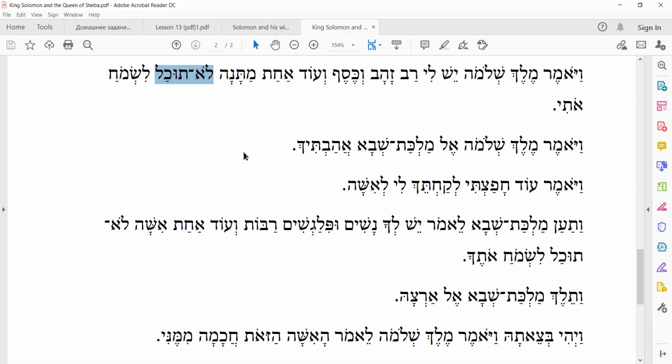So this is the verb that we just learned today. Tuchal is from yachol, and yachol means to be able. Or will not be able. And one more gift will not be able to. Samach is just to rejoice. Not be able to rejoice. To make me be able to make me rejoice. Make me rejoice. Okay.